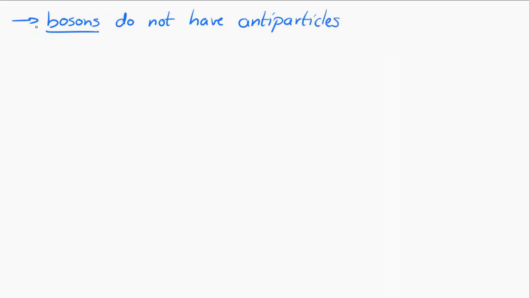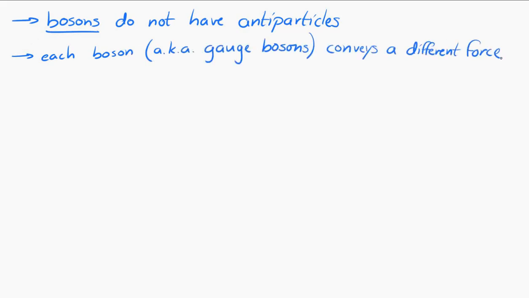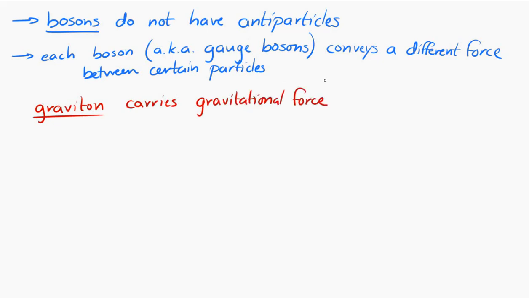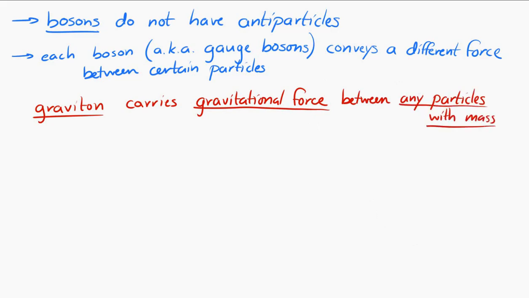Now, bosons do not have antiparticles. They are a different category. Bosons are also called gauge bosons, and each boson conveys a different force between certain particles. So I mentioned that the graviton carries, or conveys, gravity. It conveys gravity between any particles which have mass. So a graviton is responsible for gravitational forces between any particles that have mass.